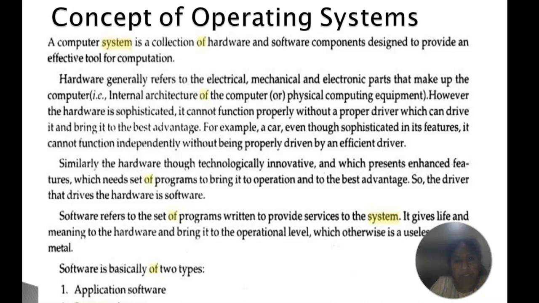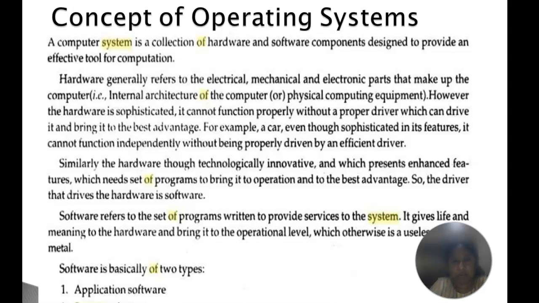The concept of operating system: a computer system is a collection of hardware and software components designed to provide an effective tool for computation. Hardware generally refers to the electrical, mechanical and electronic parts that make up the computer, the internal architecture of the computer or the physical computing equipment. However, the hardware, though sophisticated, cannot function properly without a proper driver which can drive it and bring it to the best advantage.